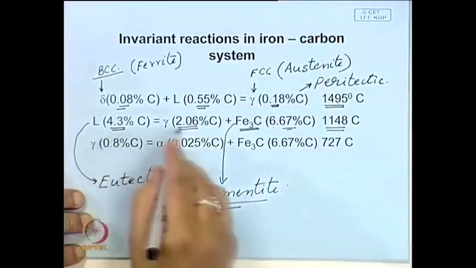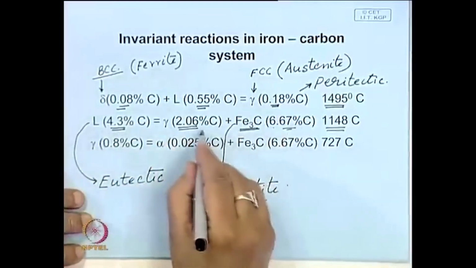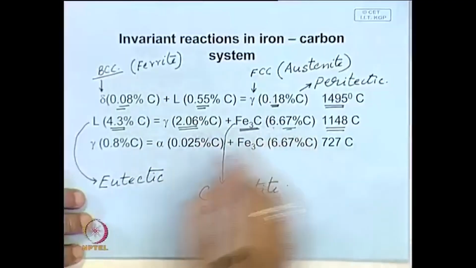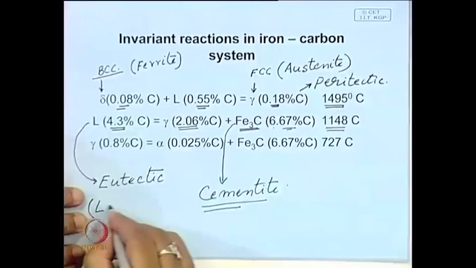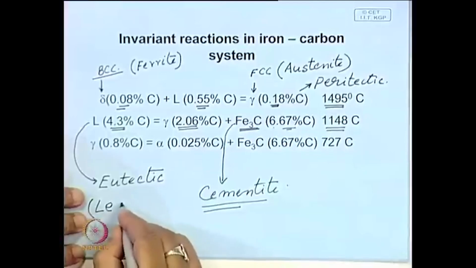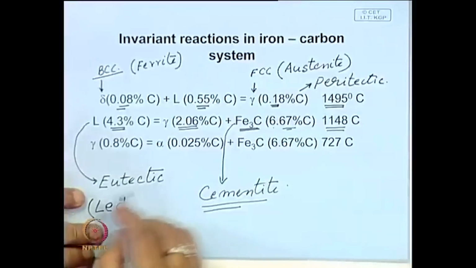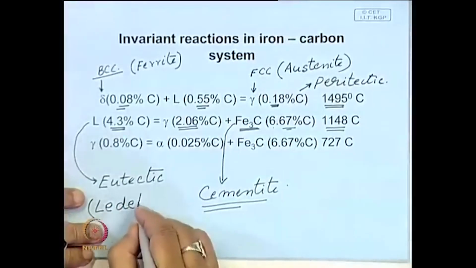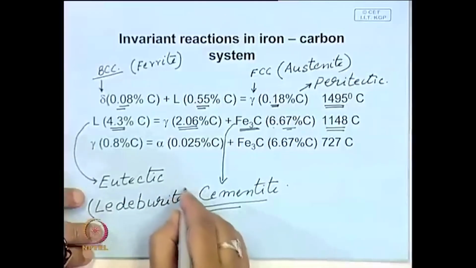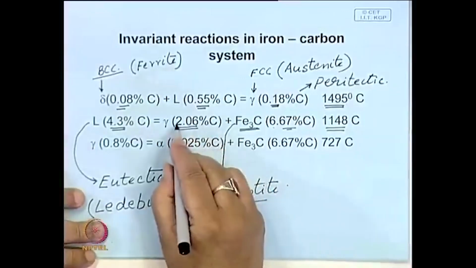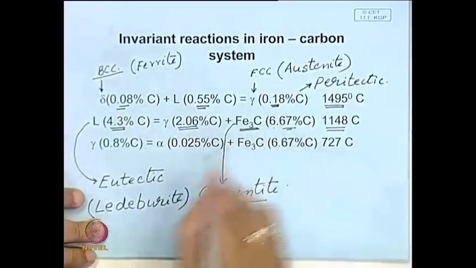This invariant reaction is the eutectic reaction, and the product is eutectic, and this product also has a definite name. The eutectic in the iron carbon phase diagram is known as ledeburite. This will be an intimate mixture of austenite and cementite.